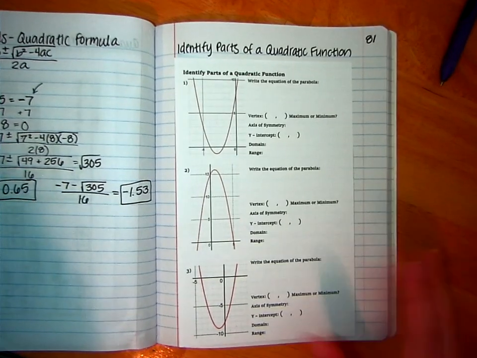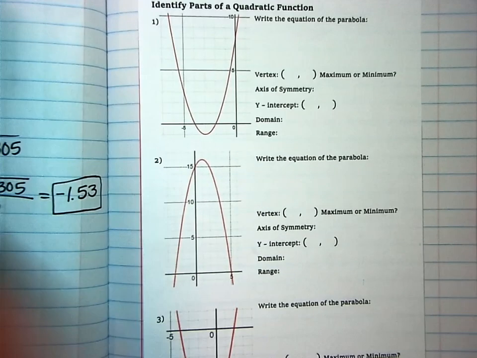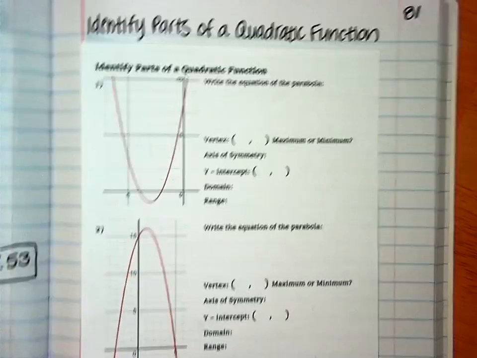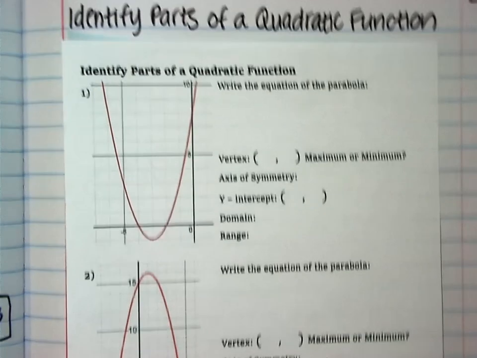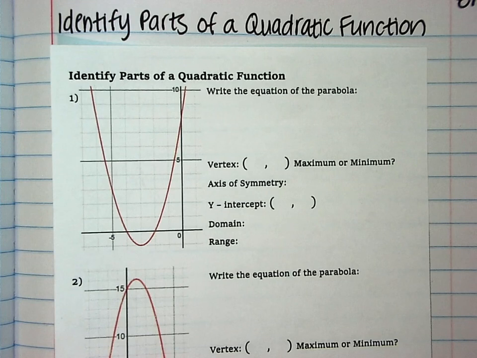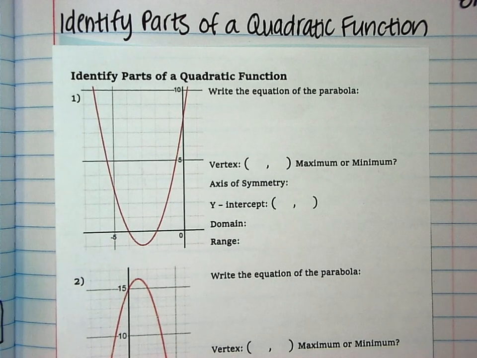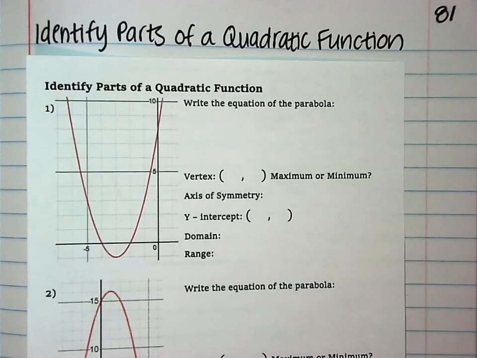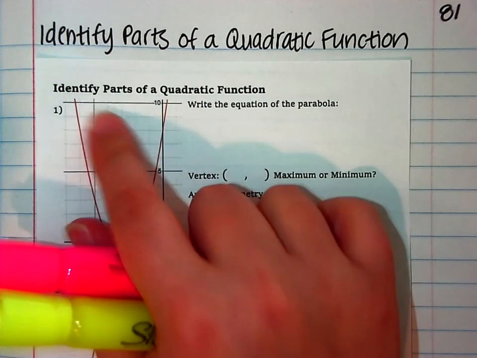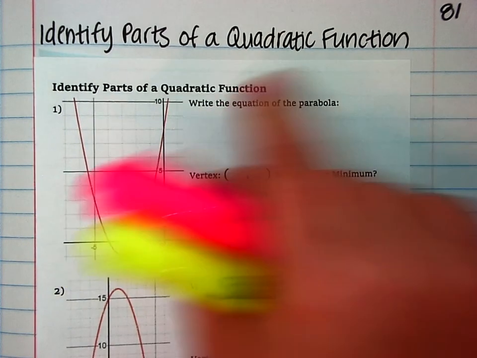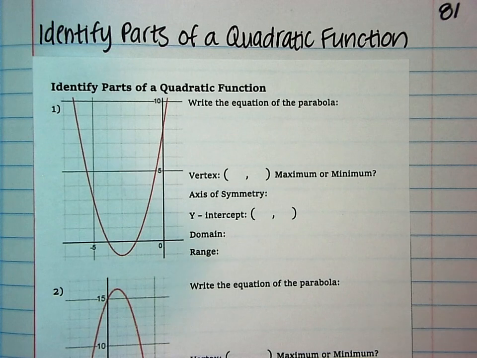I will use two highlighters if you want to go ahead and grab highlighters to follow along. It's not necessary. I just want to use them to point a few things out. I already titled and numbered the page. Just identify parts of the quadratic function, the exact same title here. And this is on page 81.